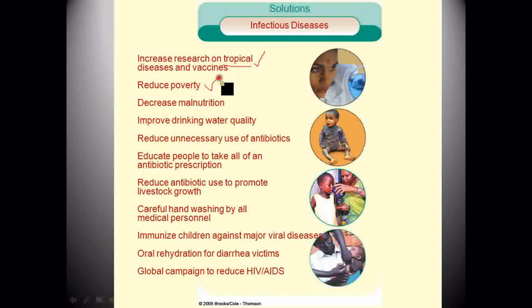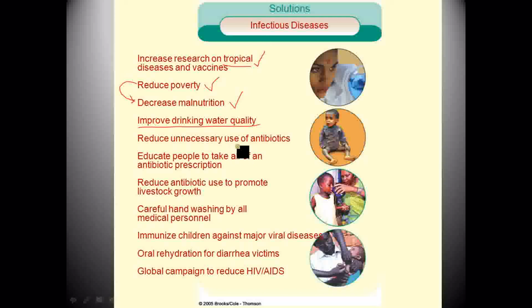If you reduce poverty and malnutrition, the ability of these people to get sick would decrease by a lot. If you eat well, your body is more robust and able to fight off an infection. Reducing poverty makes it easier for people to get the food that they need. Improve the drinking water. A lot of these diseases are spread by drinking bad water. We see this a lot, unfortunately.